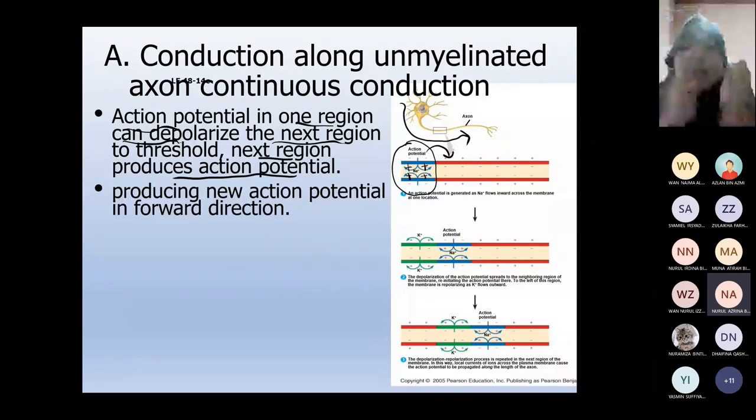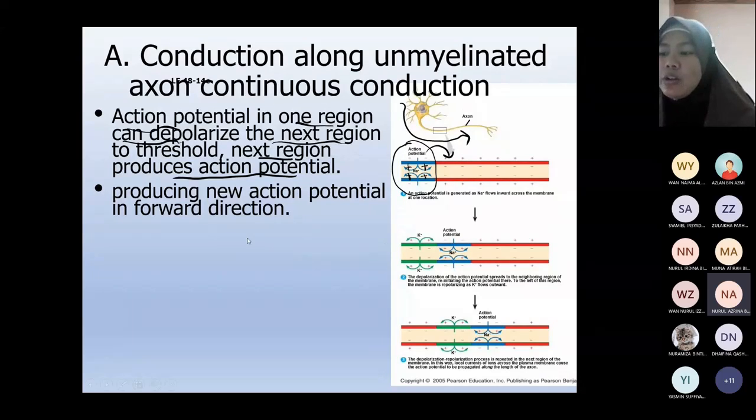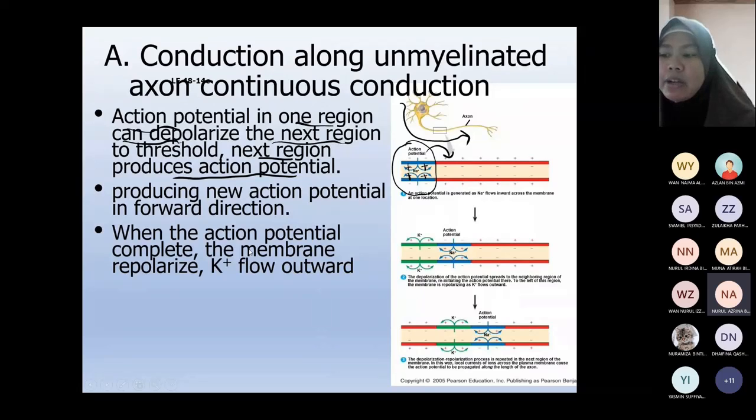So what does that mean? When one region undergoes depolarization, it can cause the next region also to depolarize and reach the threshold, so that the next region also will be producing action potential. Okay, alright. So you just imagine it spreads like that. Okay, right. So producing new action potential in a forward direction.